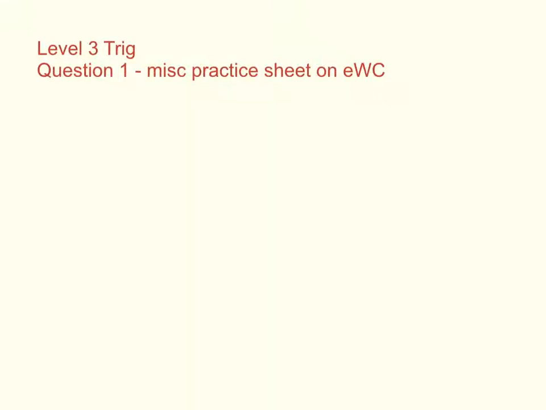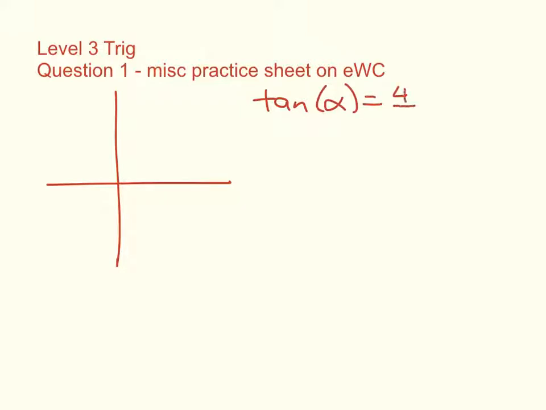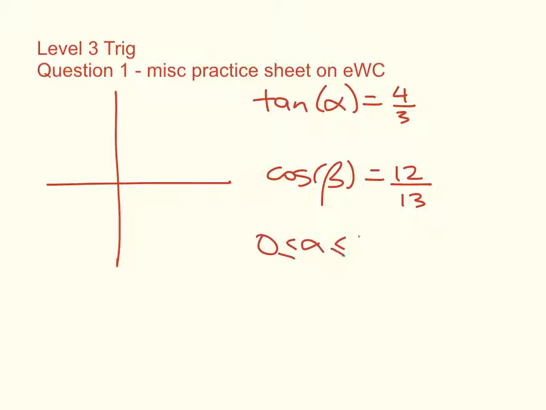This is question 1 from the miscellaneous practice sheet on eWC, and we're using Pythagoras theorem here and also our basic definitions of circular measure for trig. So the question goes like this: if we've got tan of alpha is 4/3 and cos of beta is equal to 12/13, and we're told that they're both acute angles, which means this, then we're asked to work out exact values for some trig things.